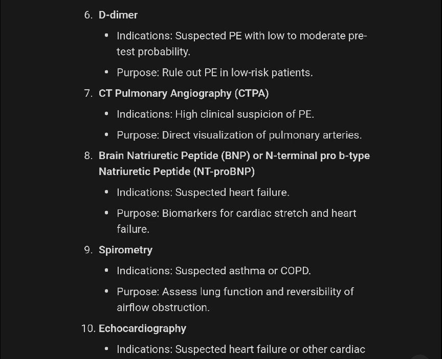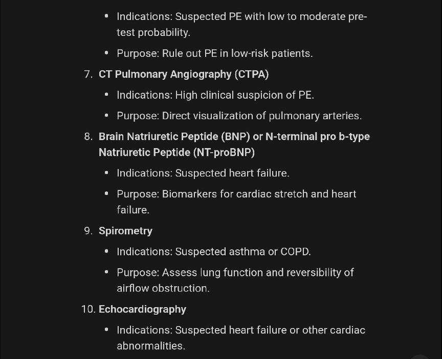D-dimer, indication: suspected PE with low to moderate pretest probability. Purpose: rule out PE in low risk patients. CT pulmonary angiography, CTPA, indication: high clinical suspicion of PE. Purpose: direct visualization of the pulmonary arteries.